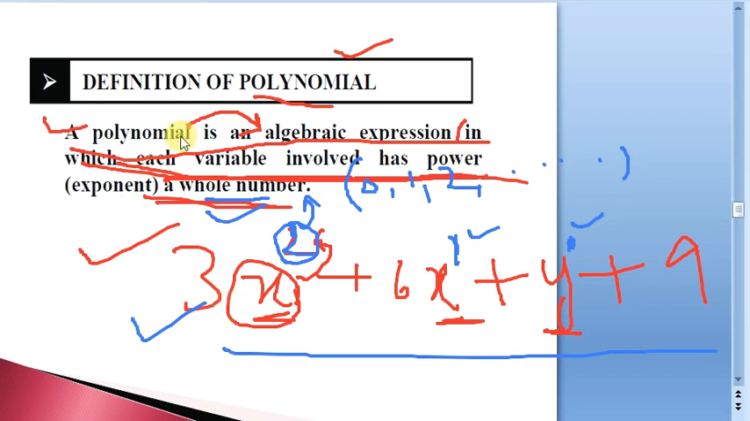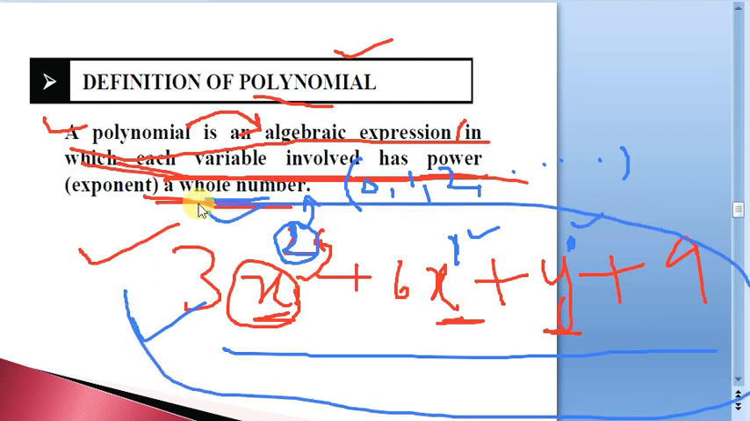Remember, a polynomial is basically an algebraic expression whose powers are always whole numbers. Whatever variable is involved, the power of that variable should be a whole number. In that case, we call that entire thing a polynomial. That is what the definition of the polynomial is. We shall take one more example.